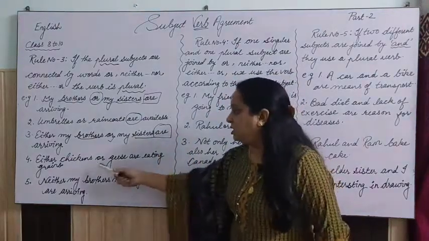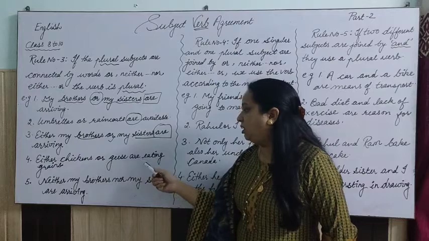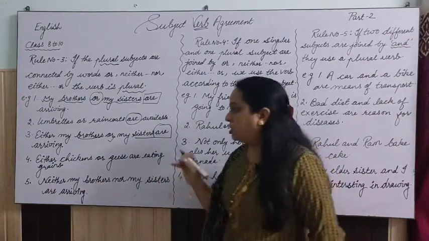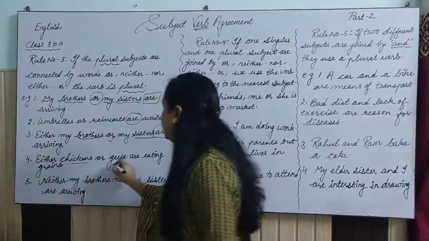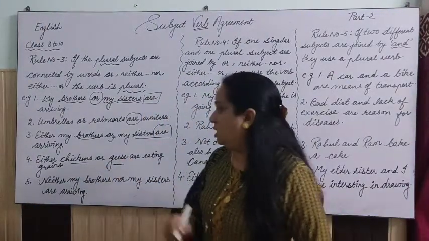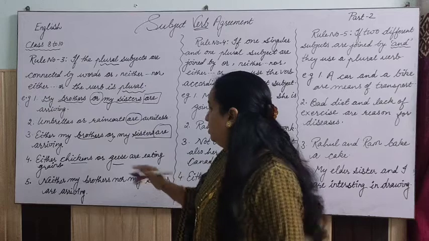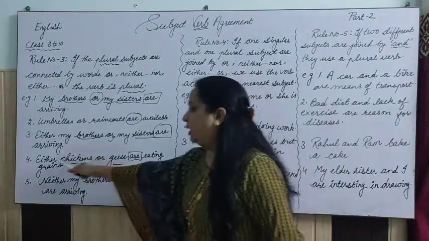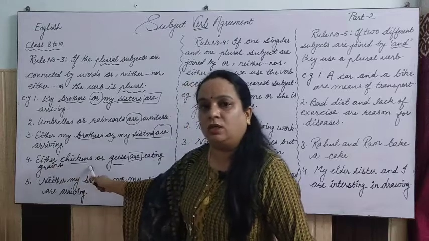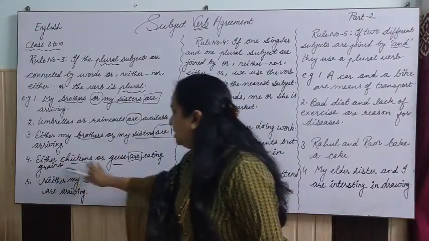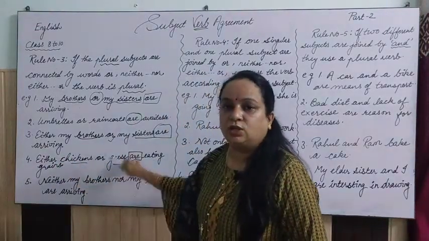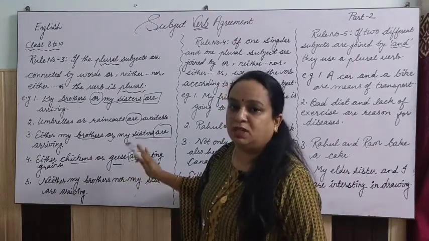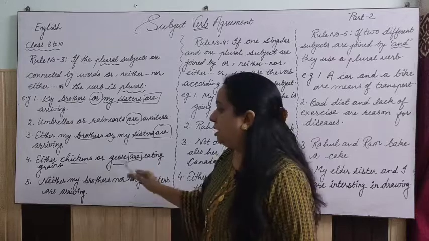Are. Next is either chickens or geese are eating grains. So chickens is plural, geese is plural, right? Goose is singular and geese is plural. Are is what? A plural verb. So it is attached with either or. The subjects, if we talk, are chickens and geese, right? So this rule says that we have to use are, meaning a plural verb, with this, right?